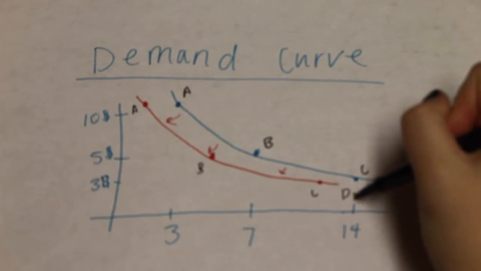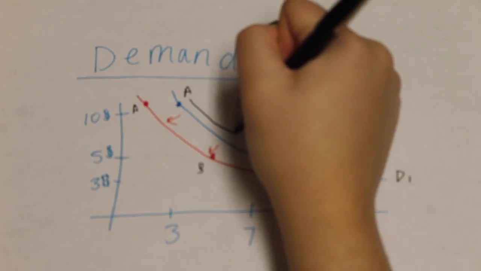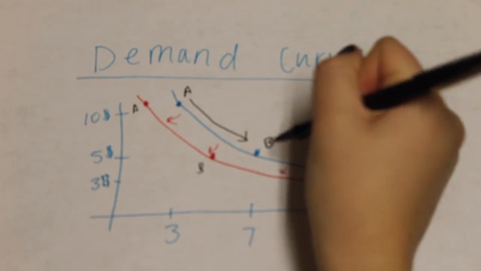A change in quantity demanded doesn't mean a shift in the graph, but rather a movement from one point to another, such as A to B or B to C.